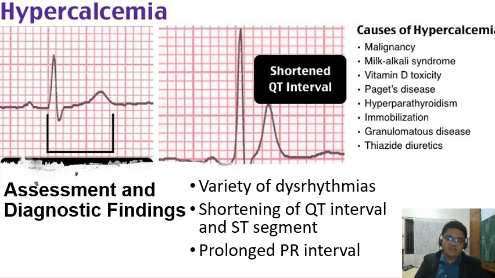Then, other signs and symptoms are a variety of dysrhythmia, but we are expecting the shortening of your QT interval and your ST segment. Earlier in hypocalcemia, you can recall that QT interval and the ST segment are prolonged. For this condition, hypercalcemia, they are expected to be shortened. Then you have prolonged PR interval in that case.